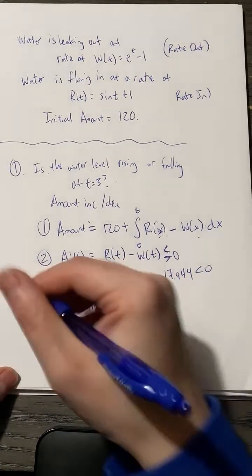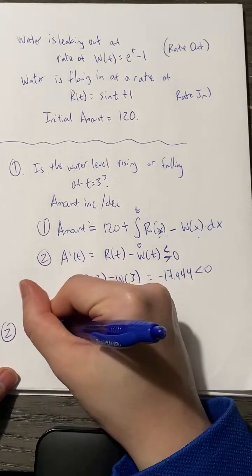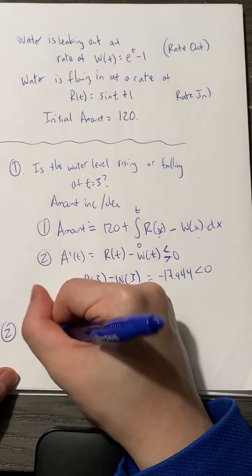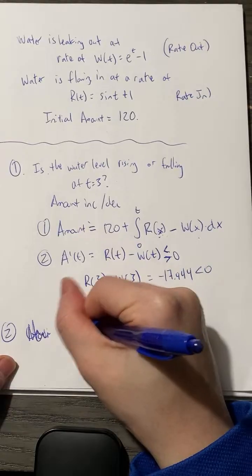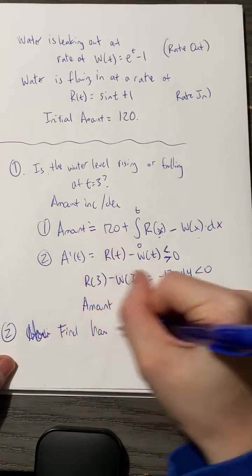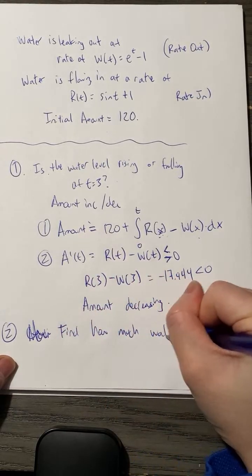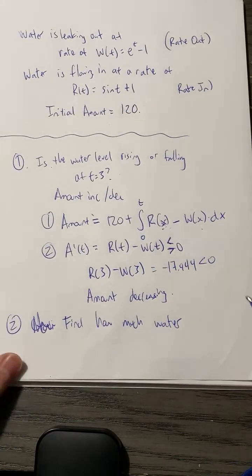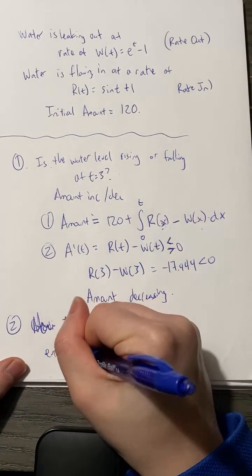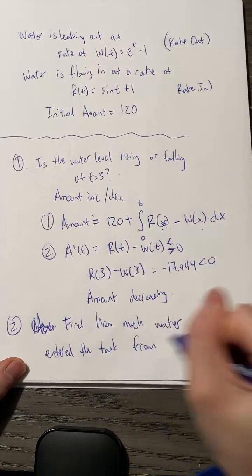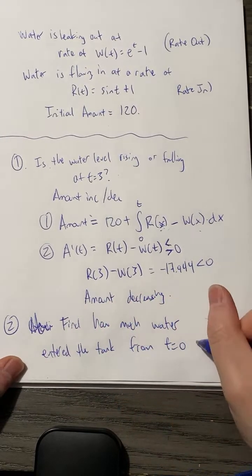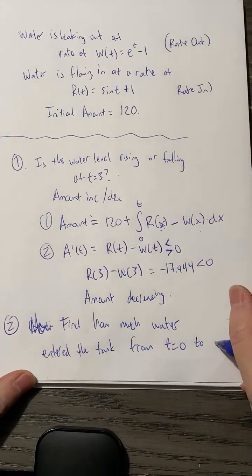Let's move on to the second question. Let me know if you have any questions in the chat. So we're going to find how much water entered the tank from t is equal to 0 to t is equal to 2.